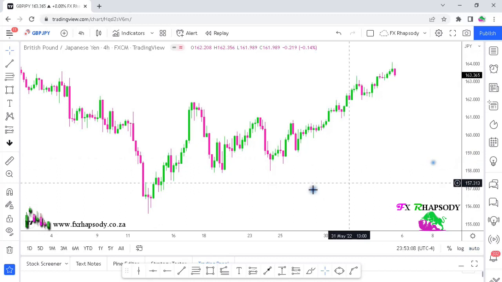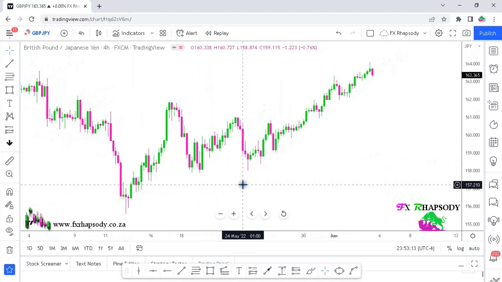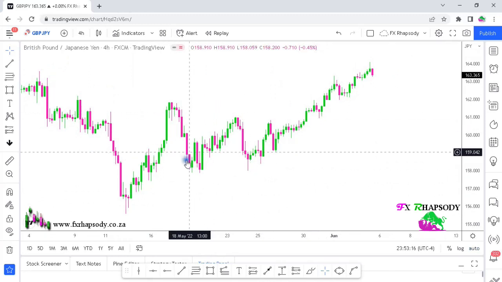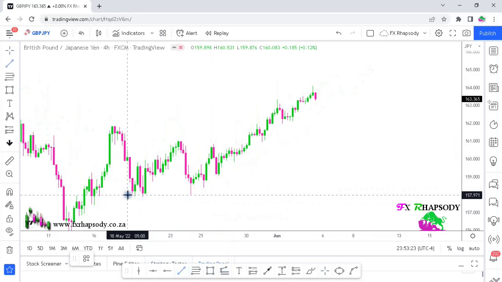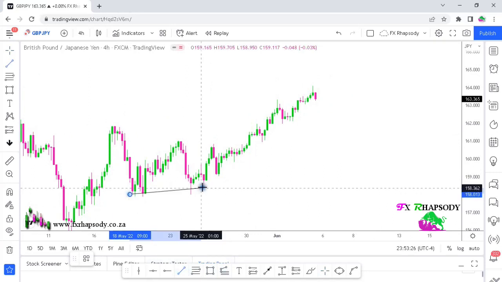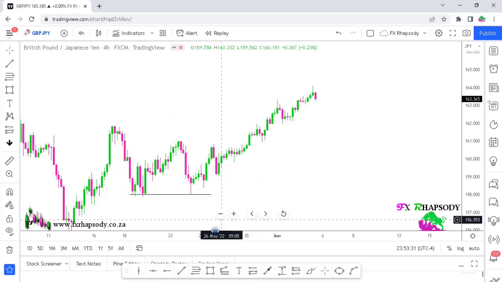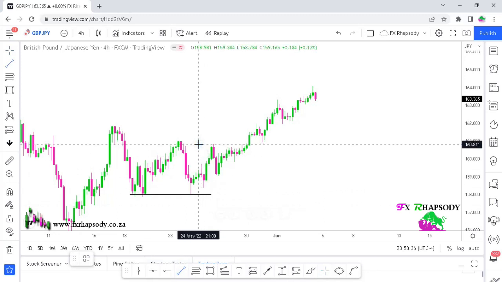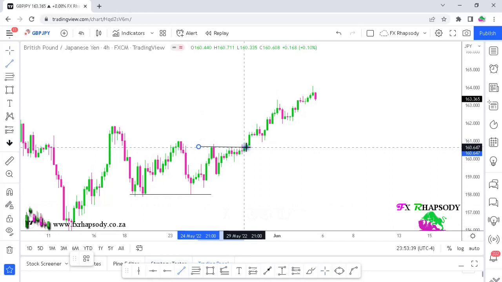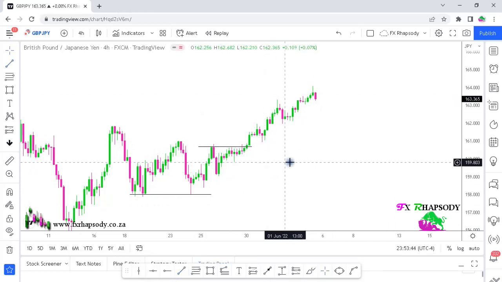Again, just look at how things happened. On my previous analysis that I did, we were looking at around about here. I think we were looking at this area over here, and you can see these equal lows that happened. I also made a video about this area over here, saying if price is going to break above this area, we're going to see a movement to the upside. And so it did.